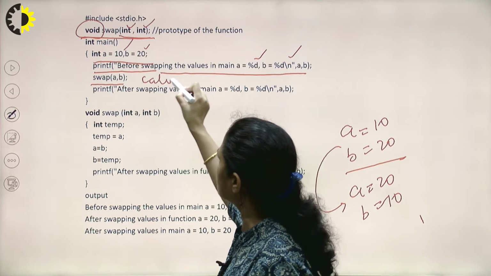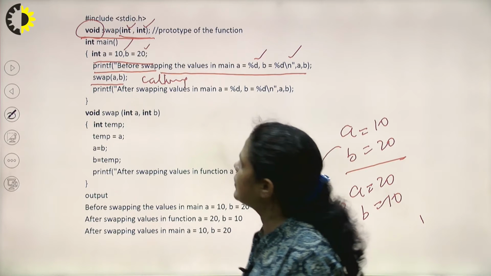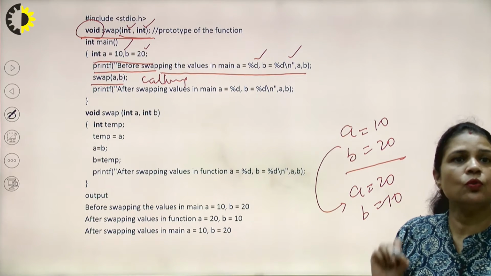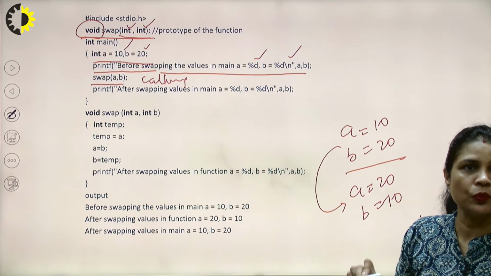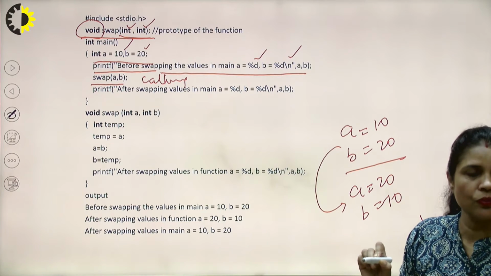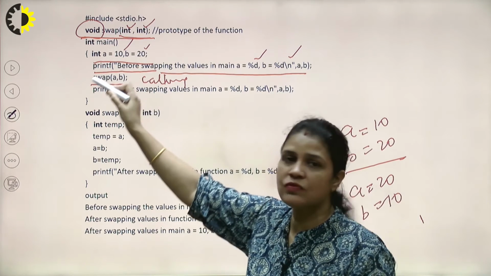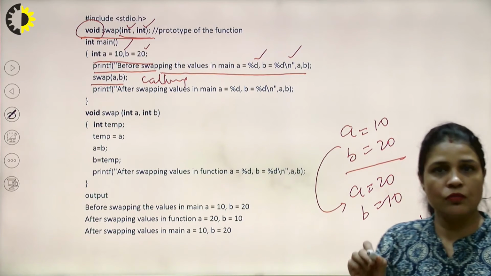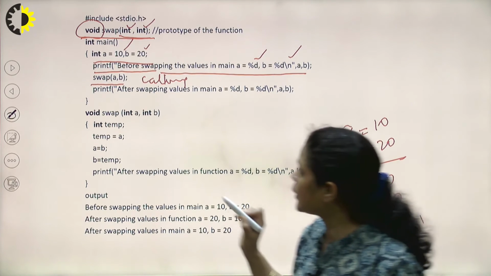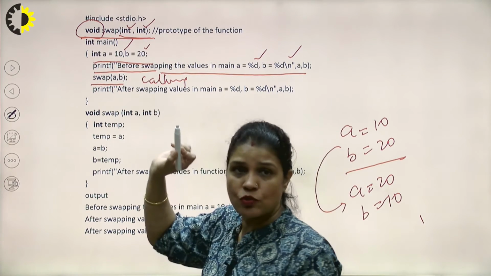This is what? Calling of the function, right? What do I mean by calling? We need to call the function whenever we want to do that particular task. So here we are calling this function. Calling should be done for the actual parameters. So what are the actual parameters here?